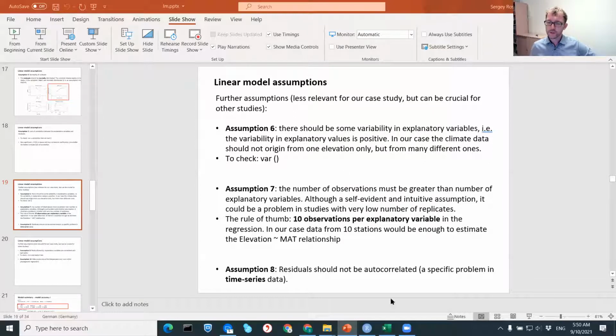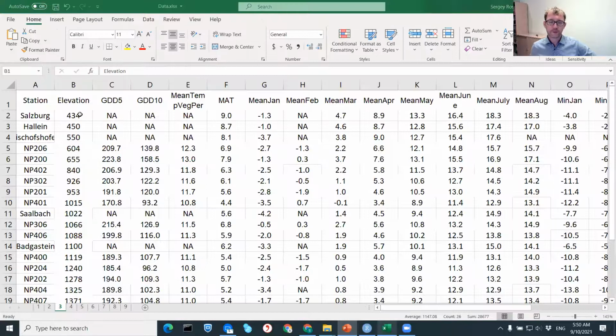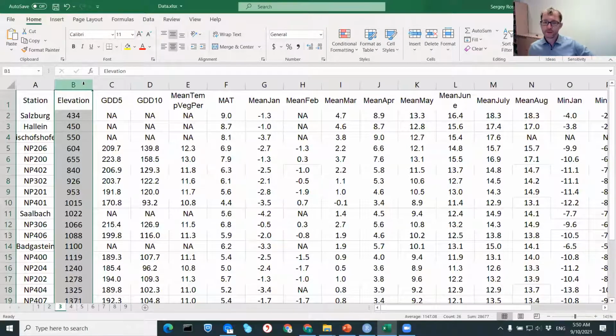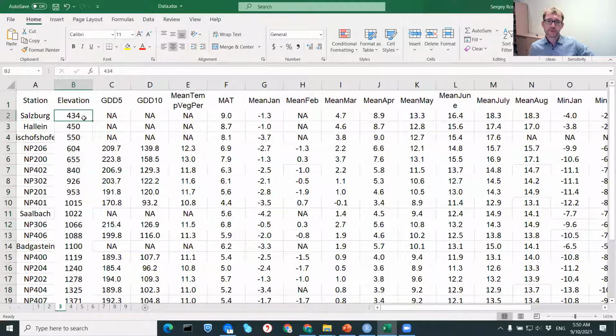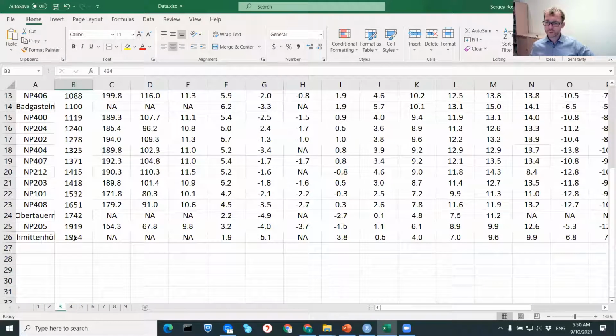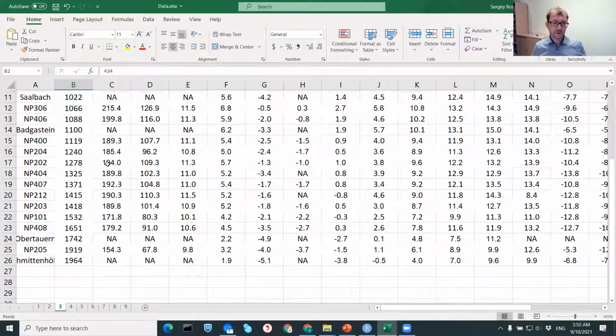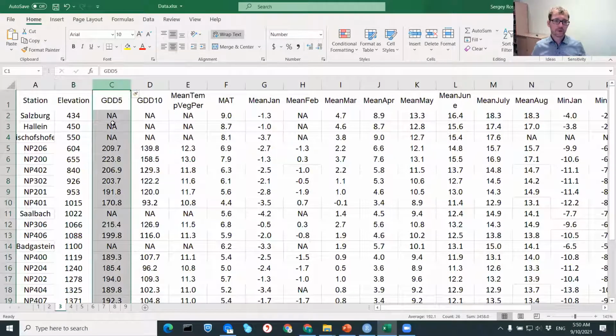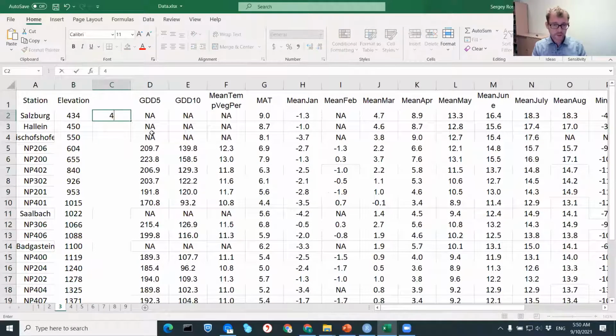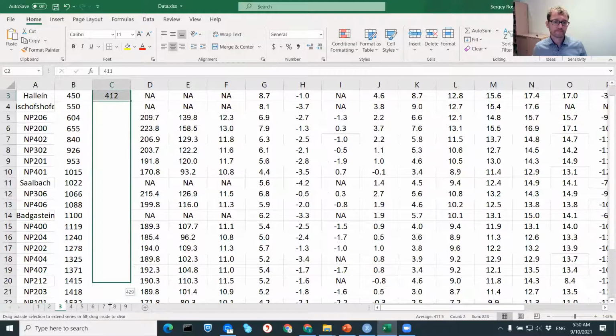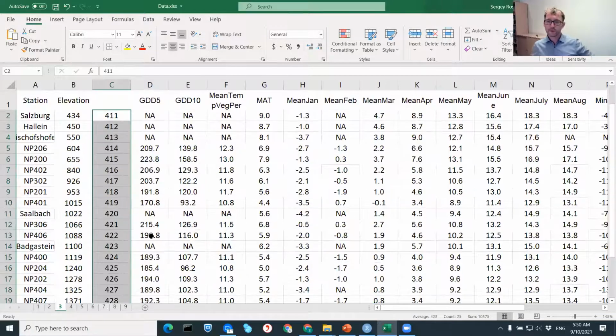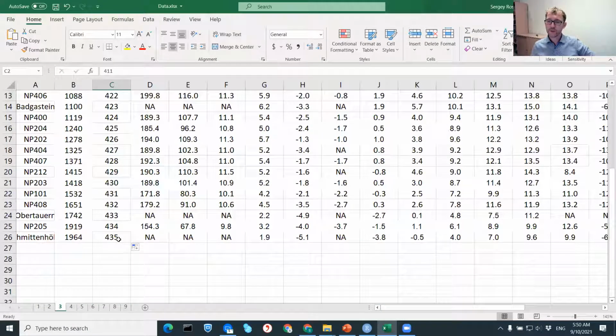The answer to the question is about the variability. Well, this is an ideal case, right? We have variability in elevation from 400 meters to almost 2000 meters, right? So it spans a wide range, but just imagine another situation where you had something like this. So now your elevation gradient runs from 410, 411 to 435 meters, which is basically 20 meters of elevation.